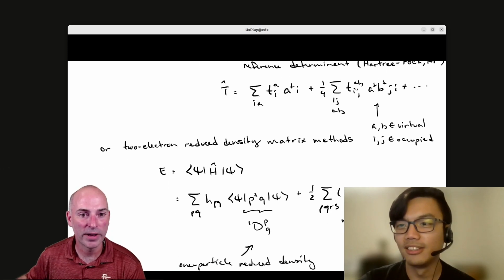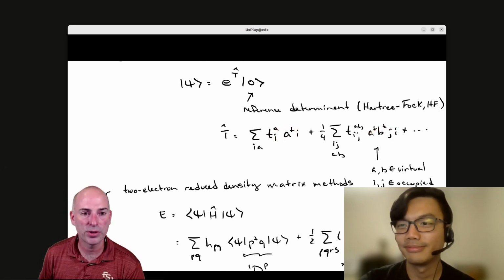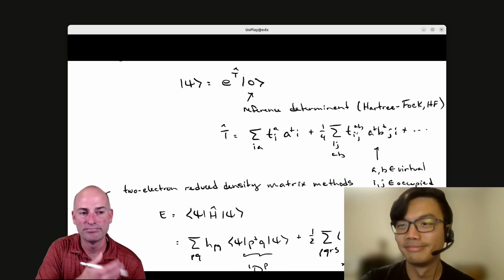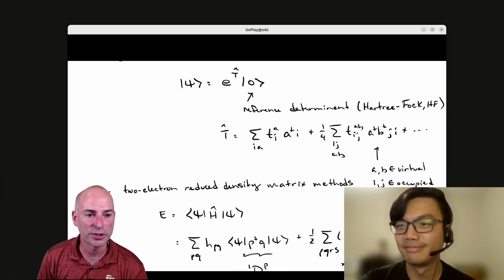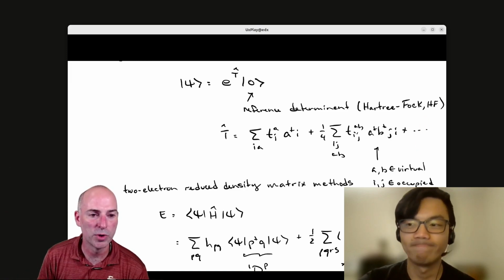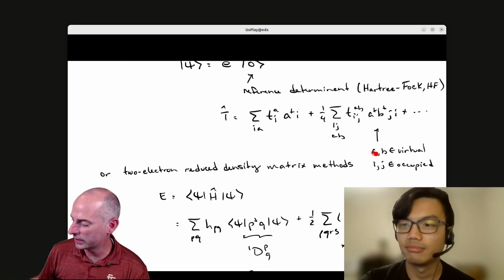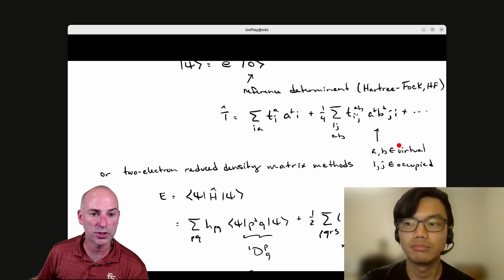Okay. So anyway, the cluster operator has these 1 electron terms, 2 electron terms, and so forth, up to exciting all of the electrons. And normally we stop at some order, maybe moving around 2 electrons. And here, a very important detail is that the labels A and B correspond to virtual orbitals, which are orbitals that are empty or not occupied in the reference function, and I and J and K and L represent occupied orbitals. That's a standard convention.